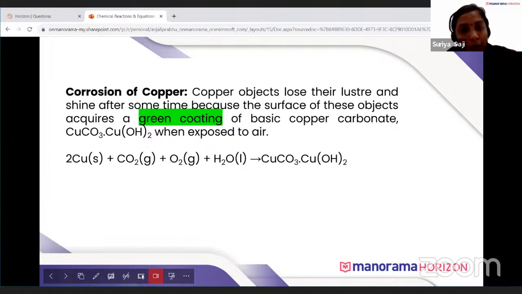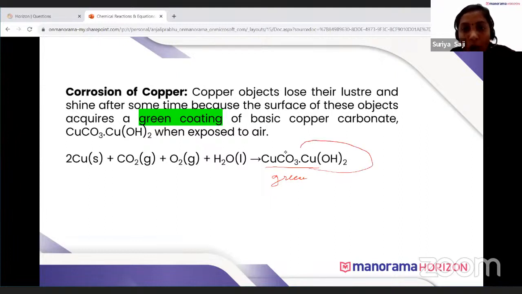So that green coating formed is copper carbonate. What is important with copper carbonate is that it will often occur with copper hydroxide, Cu(OH)2. So these two compounds occur together. Copper reacts with carbon dioxide plus oxygen in the presence of water, and we get copper carbonate. That is responsible for that green color. This copper carbonate will always be with this copper hydroxide. We need to keep that in mind. So this is about corrosion of copper.